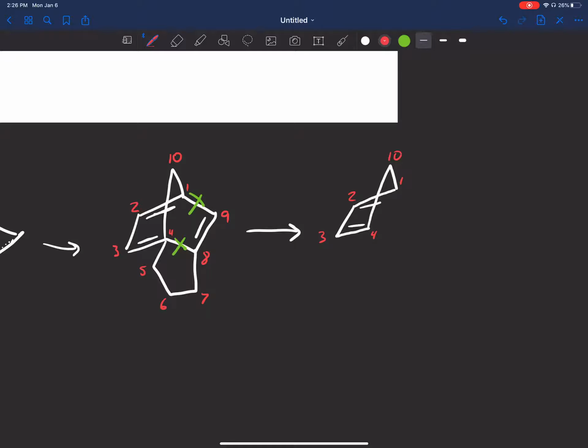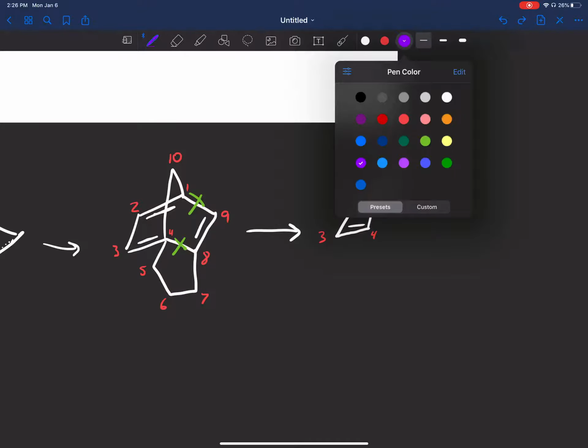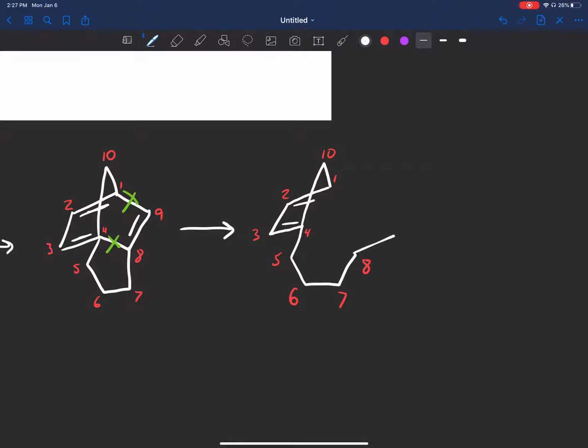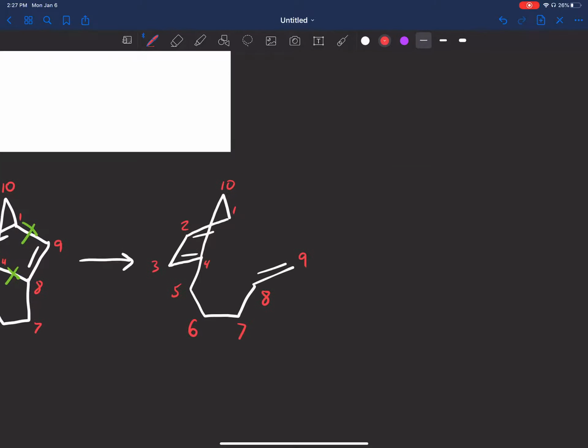But look, we still have this chain connected to everything else, to that diene, because carbon 4 is connected to carbon 5, which is connected to 6, 7, 8, and then 9. And you can see that 9 had that double bond, so that was where our dienophile was. All right, now what we want to do is we just want to clean this up.